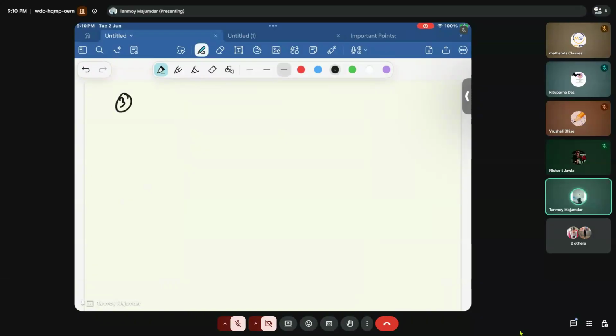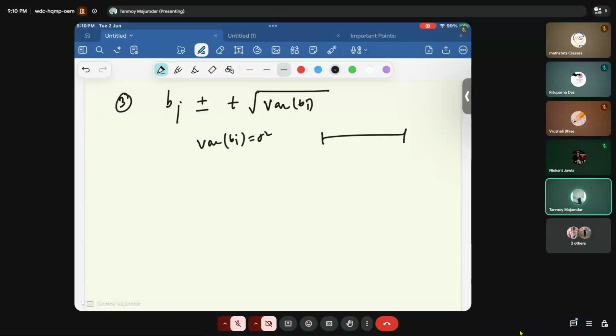Third point is the confidence interval. So the confidence interval is bi plus minus t into root over variance of bi. So this is the confidence interval. If variance of bi is sigma square, then the confidence interval is good.